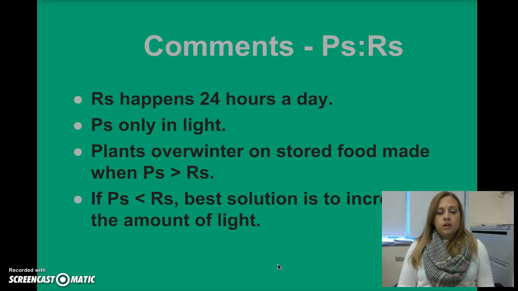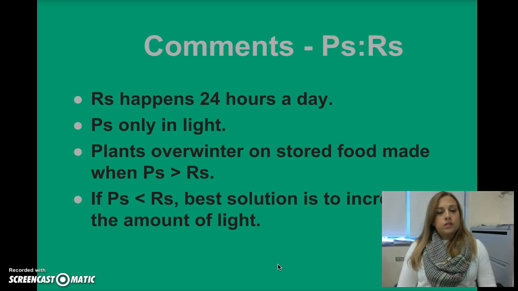And so this is something that can affect how plants are doing if they happen to be in a place where they're not getting enough light, if they don't make enough food over the summer and they have to survive through the winter. These are all things to keep in mind. So plants overwinter on stored food made when photosynthesis is greater than respiration. So if something happens that decreases the amount of photosynthesis over the summer, then a plant that has to survive over the winter on that stored food is going to be in trouble.